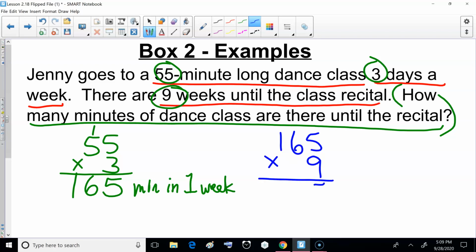9 times 5 is 45. 9 times 6 is 54, plus the 4 is 58. I gotta put the 5 up there before I miss that part. 9 times 1 is 9, plus 5 is 14. So that means there are 1,485 minutes of dance class before the recital.